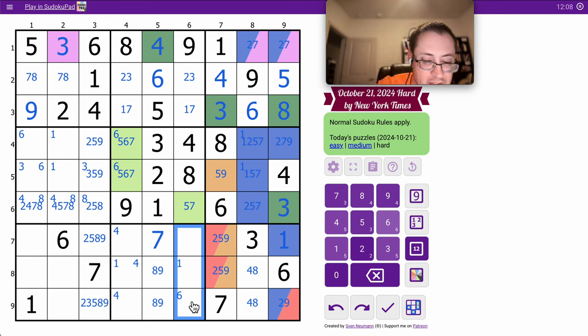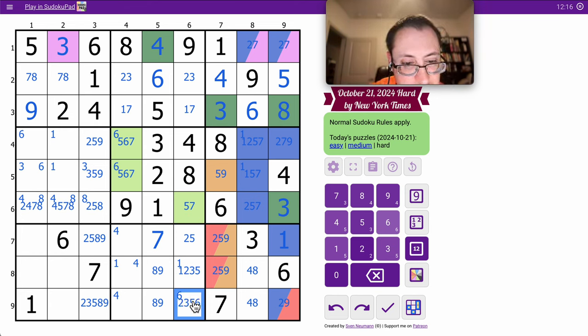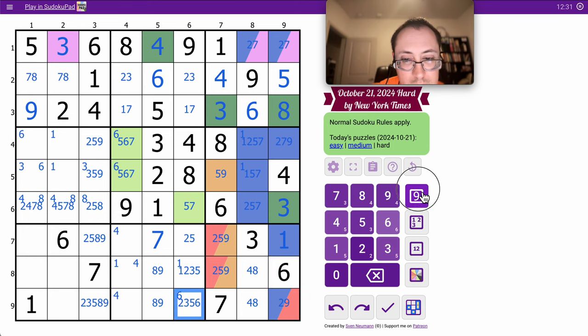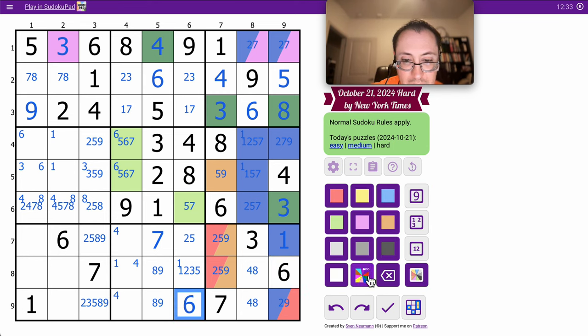These can't be 4, 7, 8, 9. Well, these can't be 6. This can't be 6 by that. This can't be 6 by that. This can't be 6 by that. Yeah, there's only one place for a 6 in column 6. It's hidden.